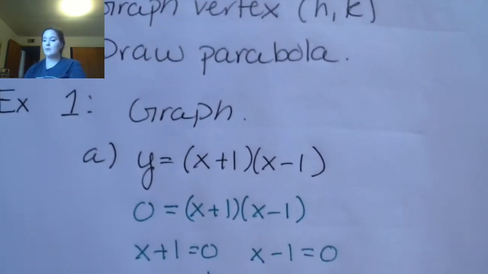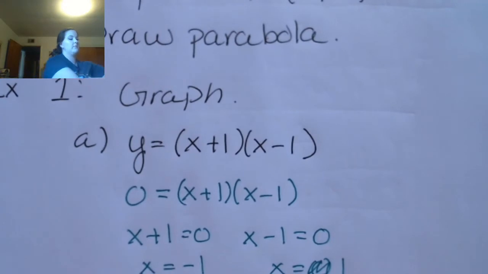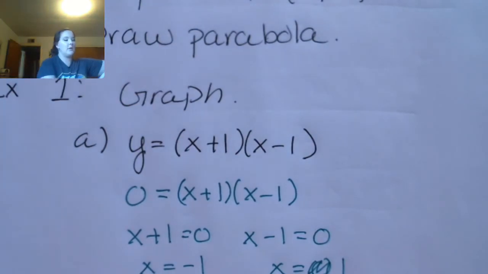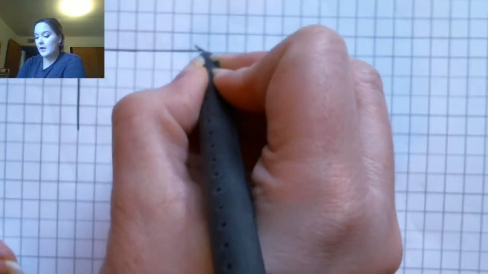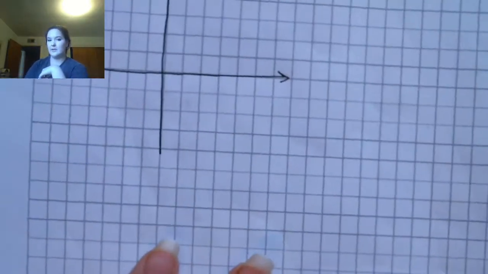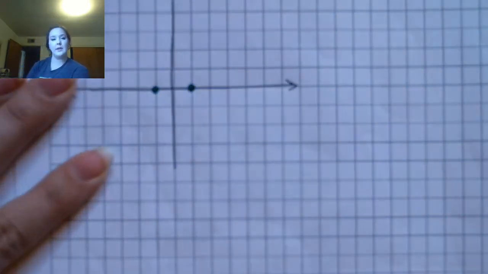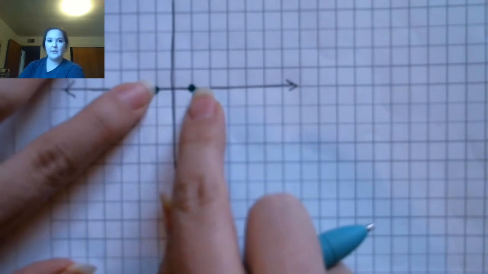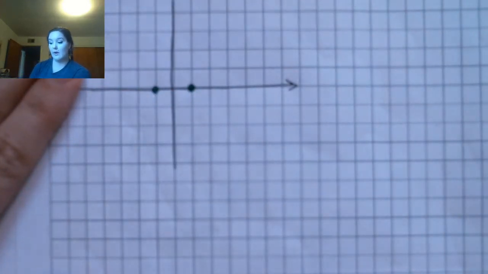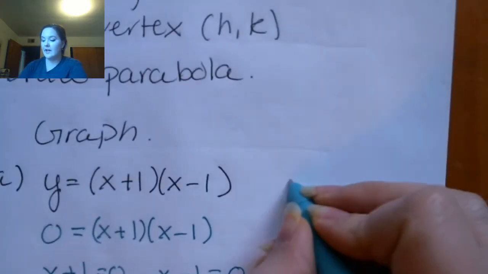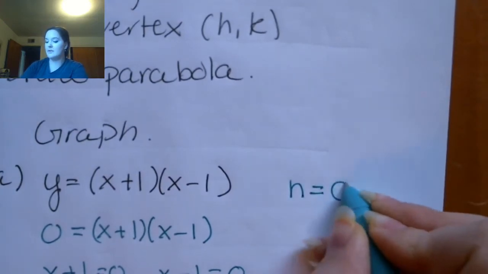So let's go ahead and start our graph. So we're going to start by looking at our graph here. And we're going to graph our two X intercepts. So our X intercepts were at -1, 0 and +1, 0. So we know the vertex is halfway in between them. So the halfway point is going to be 0. So I know that the X value of my vertex, which we were calling H, is 0.